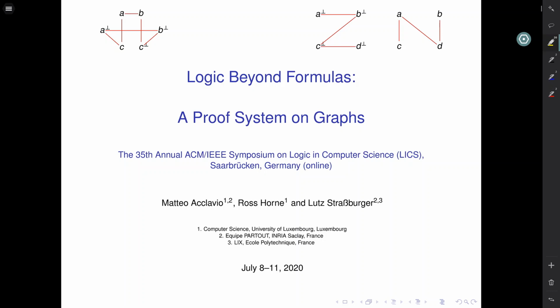In logic, we are used to the idea of building up formulas using connectives such as AND and OR. In this talk, we explore how we may be able to deal with connectives which cannot necessarily be expressed in terms of AND and OR operators, and these more general connectives are better expressed in terms of graphs. So we move beyond formulas and look at building proof systems or logics on general graphical structures.